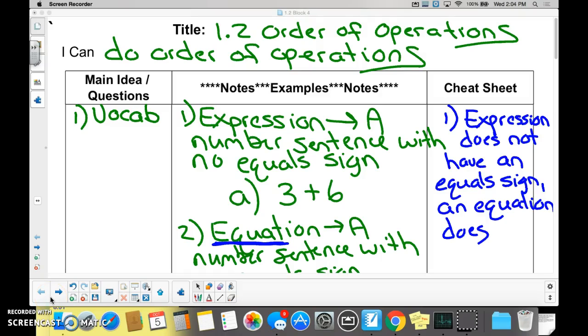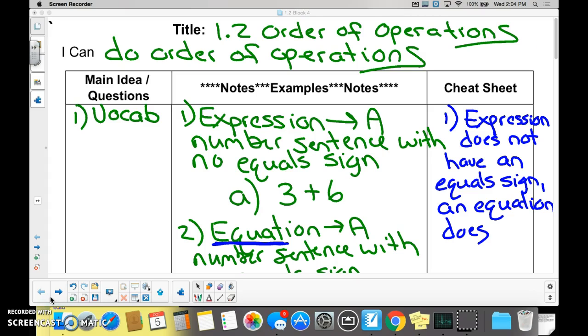Mohammed Amin, what was the title of our lesson today? It is 1.2 order of operations. And now, according to the I can statement, what should you all be able to do at this point? What should you all be able to do, Dakota? I can do order of operations. In other words, I can solve problems using order of operations.